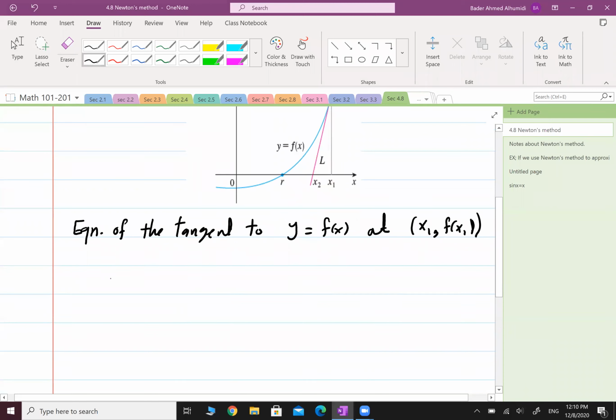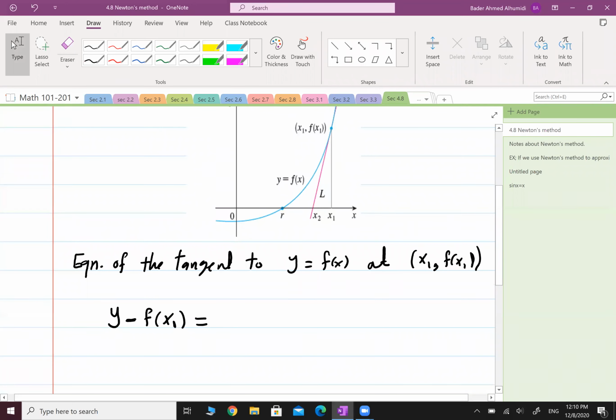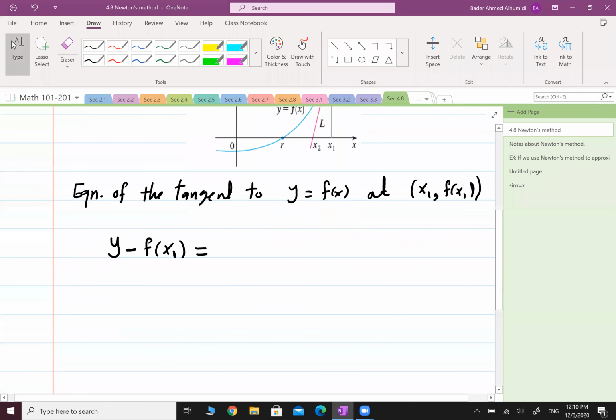Clearly, we have y minus y1, that is, y minus f of x1, equal to m. What is the slope of this line at that point? What is the slope of the tangent line? Yes, the derivative. Better, the derivative at x1. So that will be f prime of x1. That is the slope of the tangent line, multiplied by x minus x1.